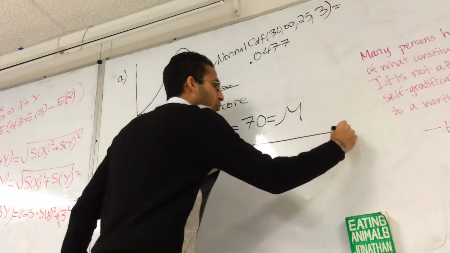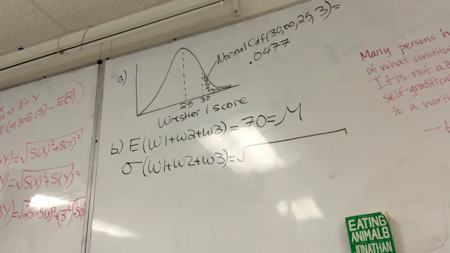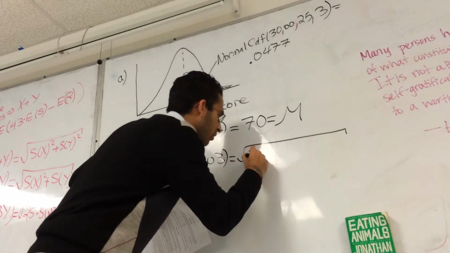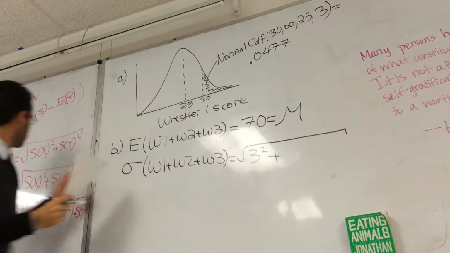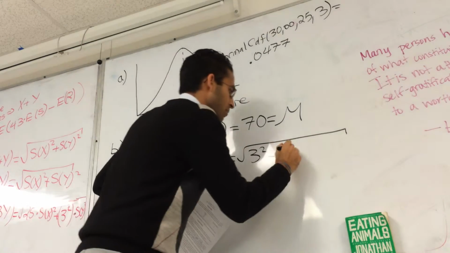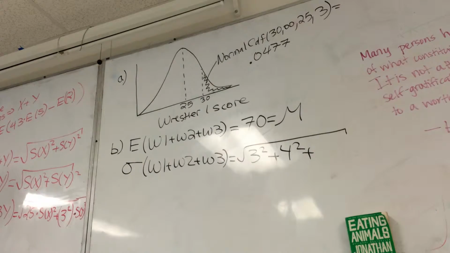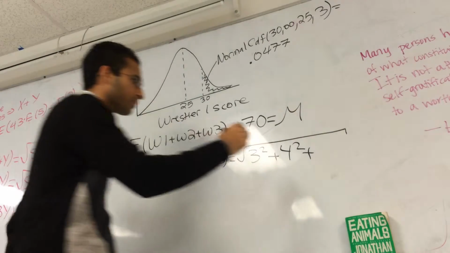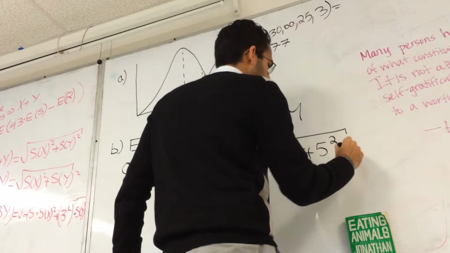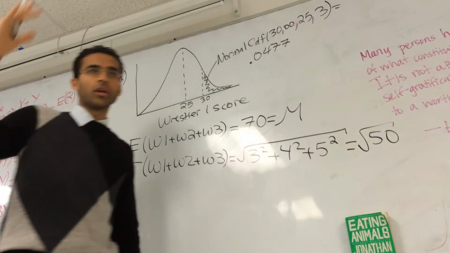It's the square root of wrestler 1 squared. Wrestler 1 is 3, so 3 squared, plus wrestler 2, which is 4 squared, plus, in this case, there happens to be a third one, so let's just add that on. The third one would be 5 squared, which is equal to the square root of 50, a number that you'll get on your calculator.